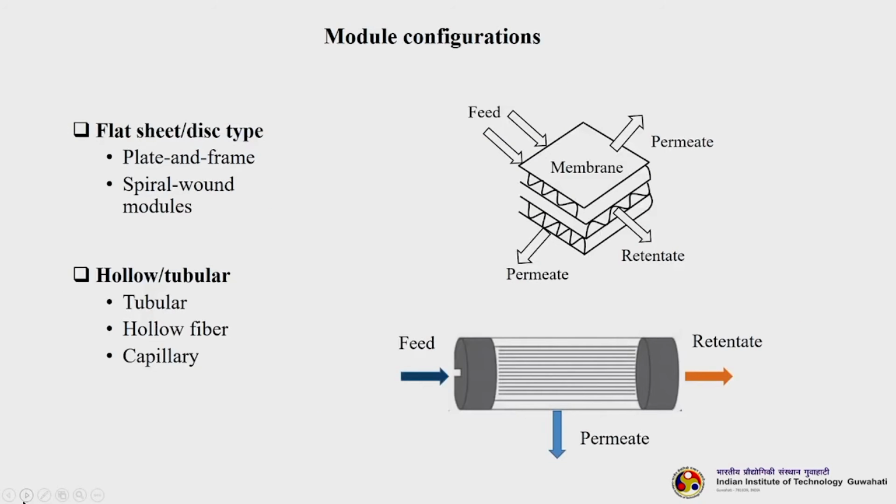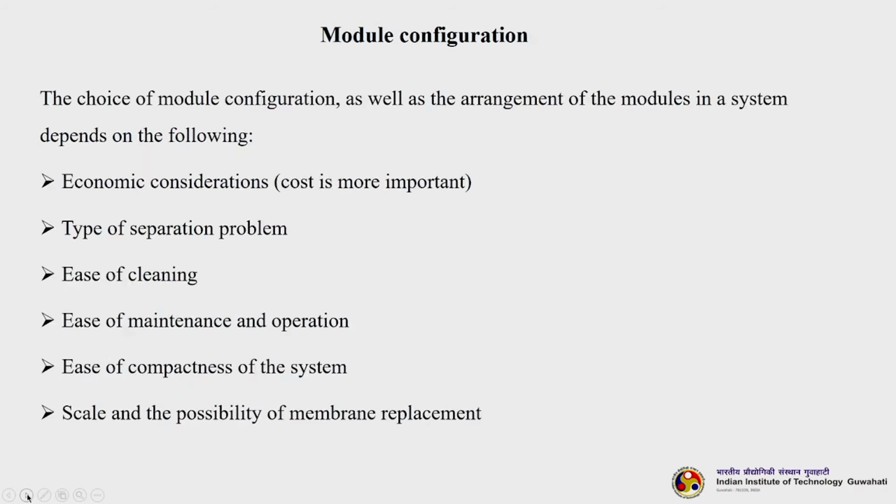So, various types of module configuration exist. In flat sheet or disc type we can have plate and frame, spiral wound modules. Under hollow fiber or tubular we can have tubular modules, hollow fiber systems, capillary tubes. The choice of module configuration as well as arrangement of the module in a system depends on the following. First is economic considerations. I have already told you why it is so important. Cost is very important. Then the type of separation problem: are you going for a liquid separation or a gas separation or a liquid volatile organic component separation, or what? The ease of cleaning is also very important.